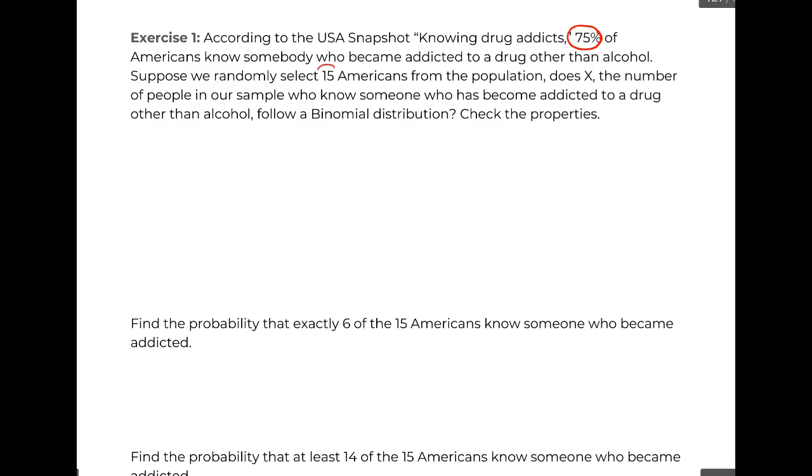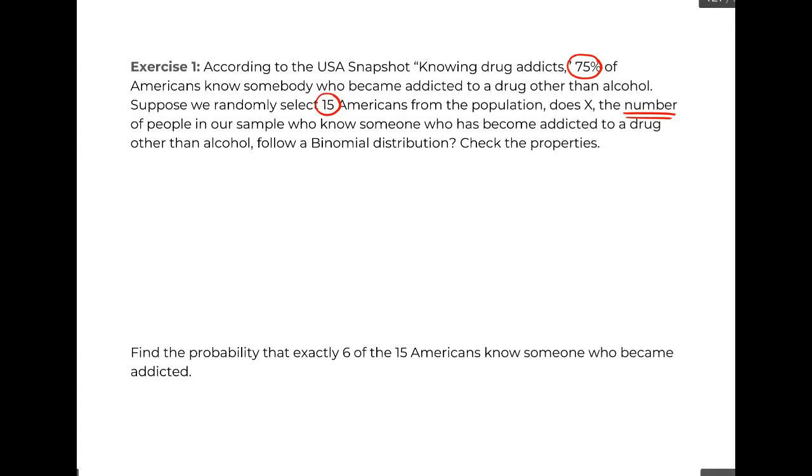Suppose we randomly select 15 Americans from the population. Does X, the number of people in our sample who know someone who has become addicted to a drug other than alcohol, follow a binomial? Check the properties. So on the next exam, the easiest way to know you're dealing with a binomial is that as you're reading, you're going to have your N and you're going to have your P. Now, technically, you still need to check your different pieces, but this is your heads up that you're dealing with a binomial.